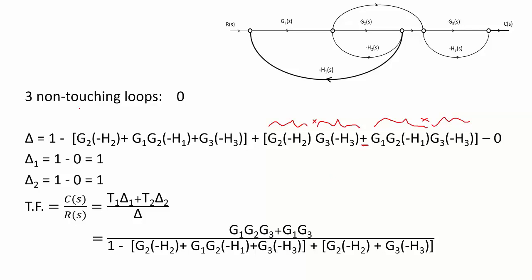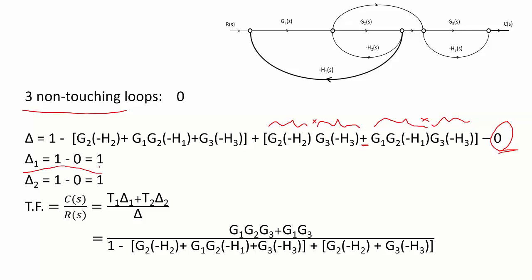Likewise, if you identified three non-touching loops, in that case you would have an entry here, but since there are no three non-touching loops, or there is no expression for it, you will be assigning 0 here. Then you will be obtaining delta 1. So how do you obtain delta 1?